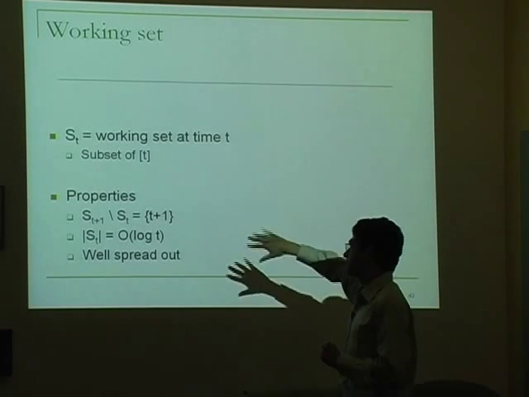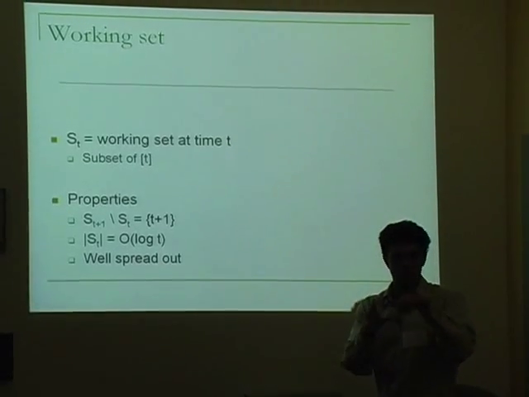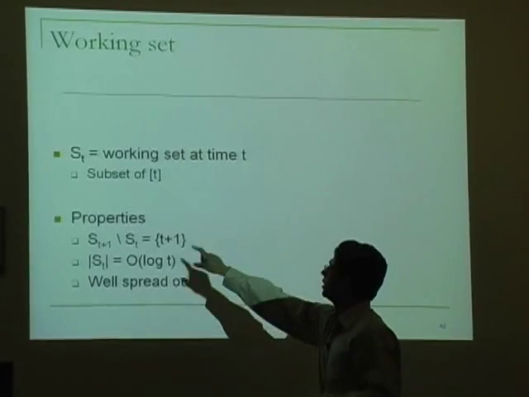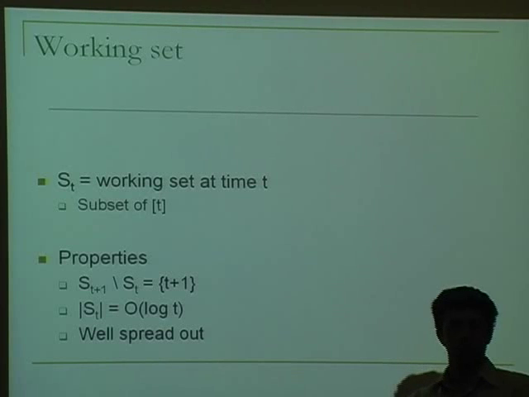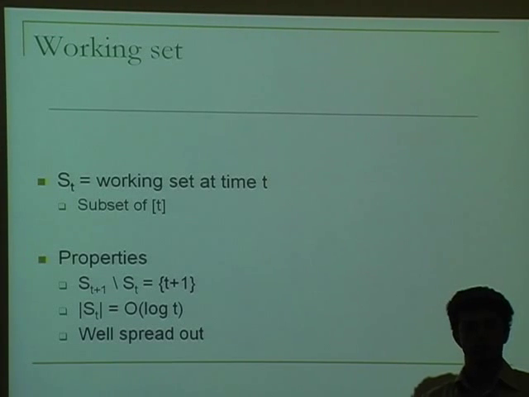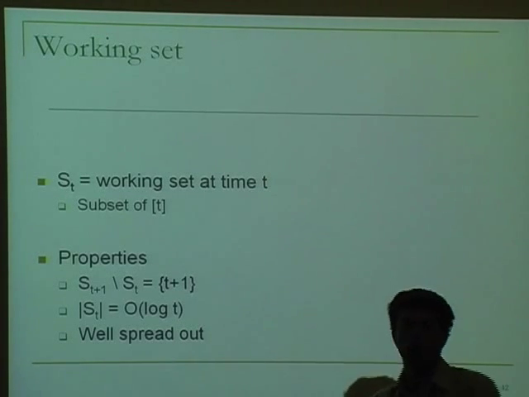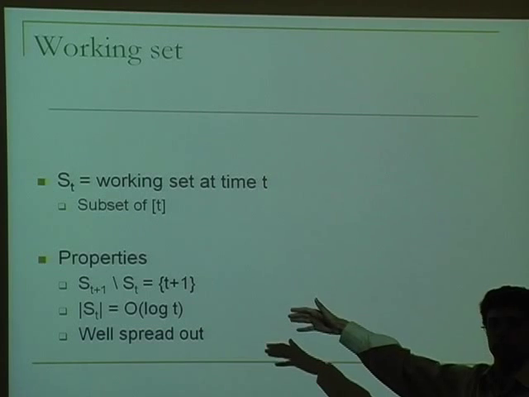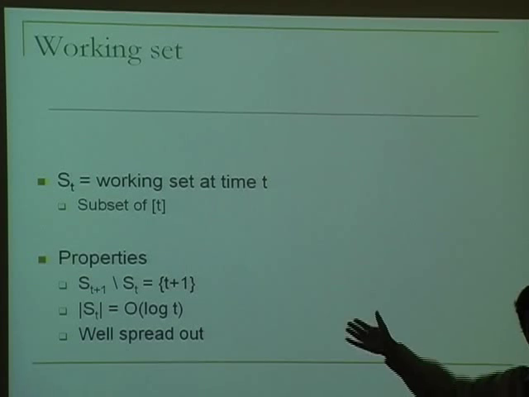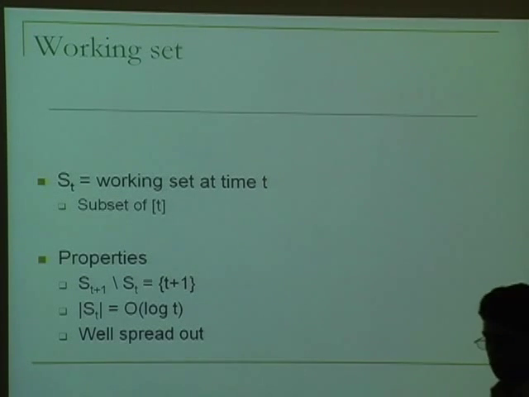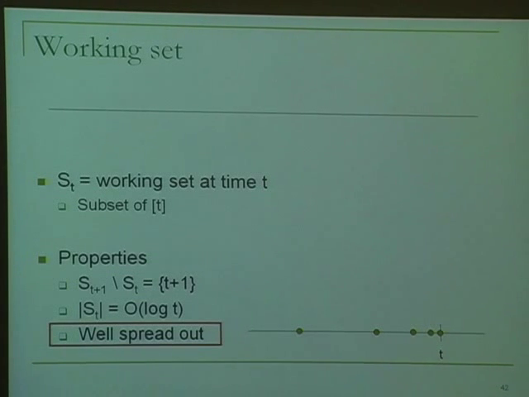And here are the three key properties. So S_{t+1}, which is the working set at t plus 1, minus S_t is only {t+1}. What this means is that at t plus 1, the only thing you can add is t plus 1. Let's say that we always add the expert that we see. So that's basically what this says. The second says that essentially the set is small, so it's O of log t. The third, well spread out, means that it's well spread out on a logarithmic scale.